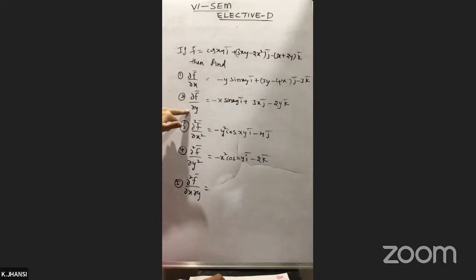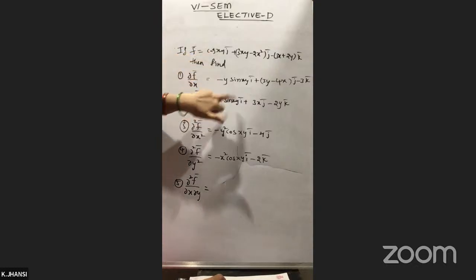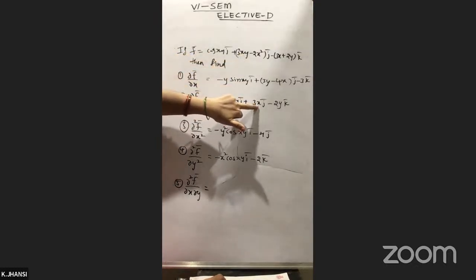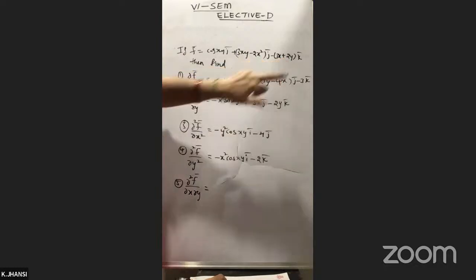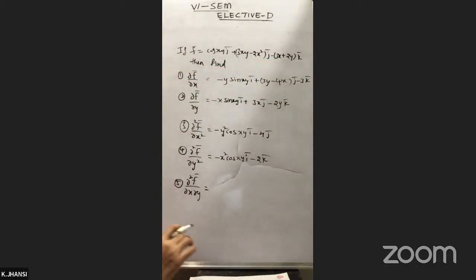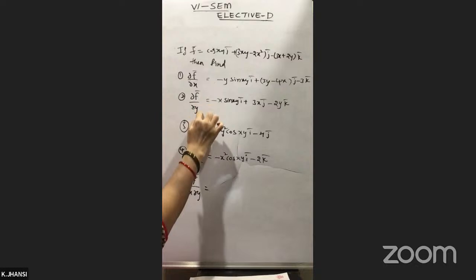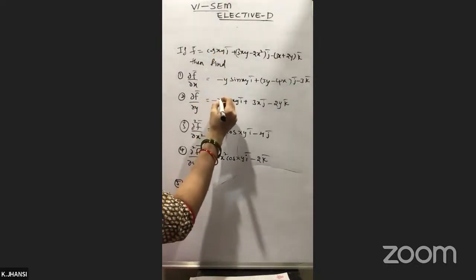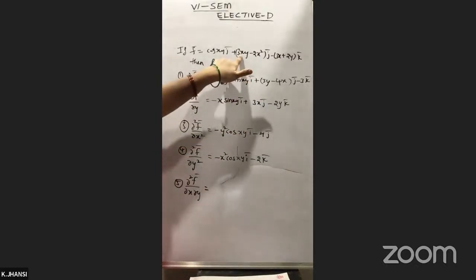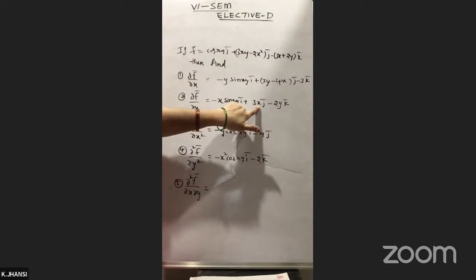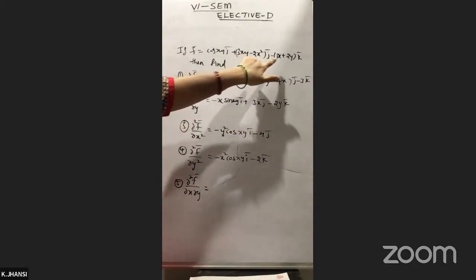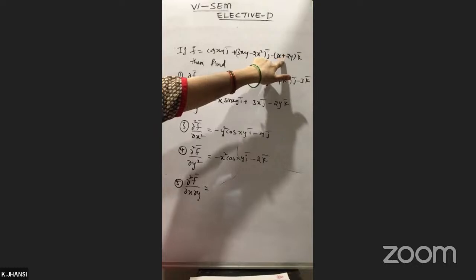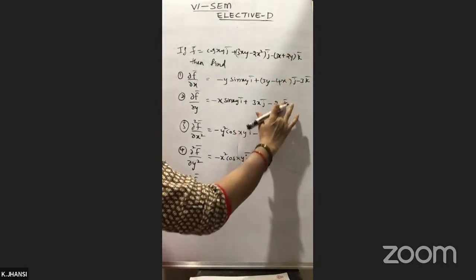For dou f by dou y, sin will become cos. See here, dou f by dou y: cos xy has become minus x sin xy, plus 3xy differentiation is 1, so only 3xj. This is 0, minus 2y differentiation is 1, so only 2k will be there.